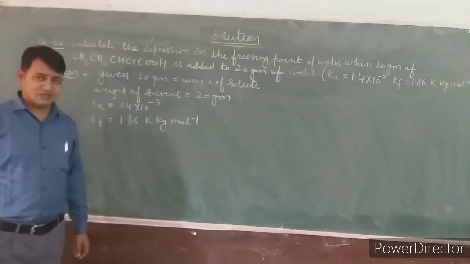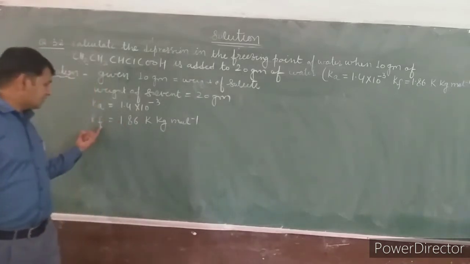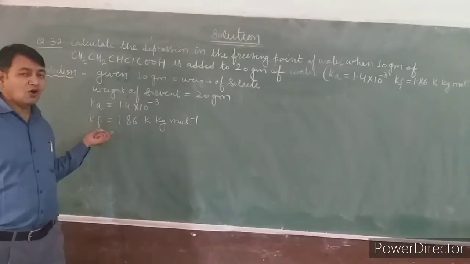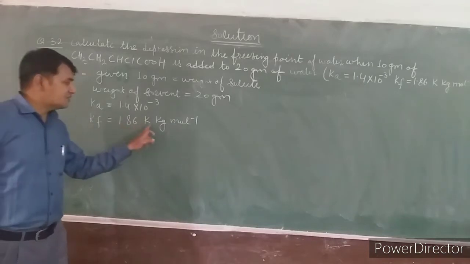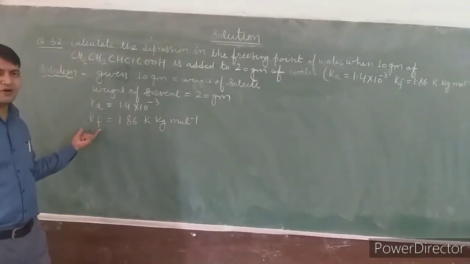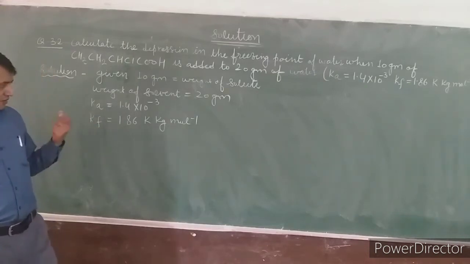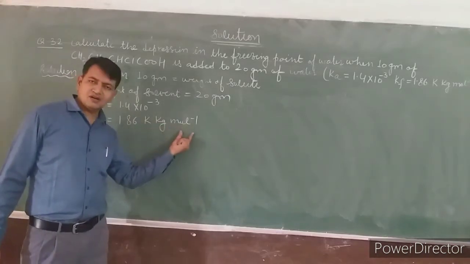One more thing, dear students. Sometimes the unit of Kf, what is Kf here? Kf is the depression in freezing point constant or cryoscopic constant. The unit may generally be asked. Write the unit of Kf or cryoscopic constant. Sure, you should keep that in your mind. The unit is Kelvin kilogram per mole.